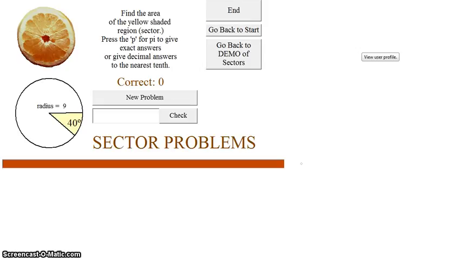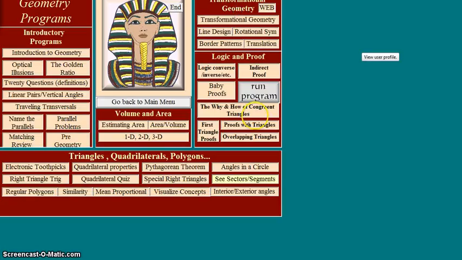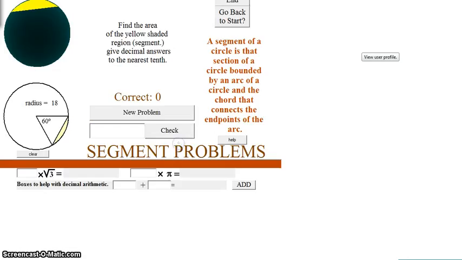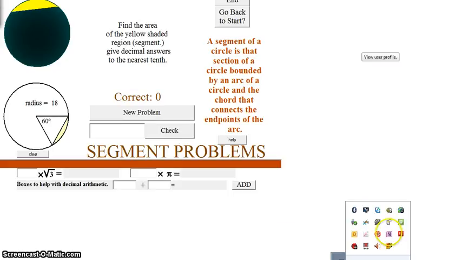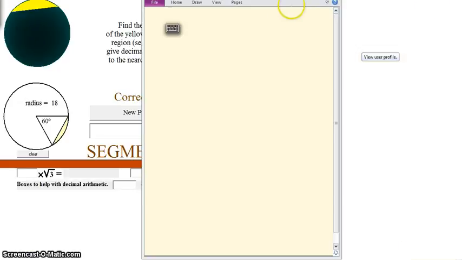I want a segment problem. So let's get out of here. Go to sectors and segments and ask for a segment problem. So it would be nice if it let me write on here, but I don't think it's going to do that. So let's find the space to write on. Let's see if I can minimize that. Okay.